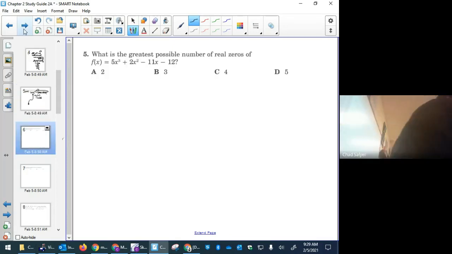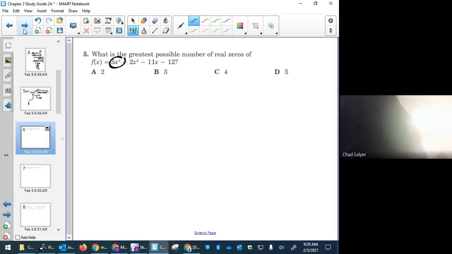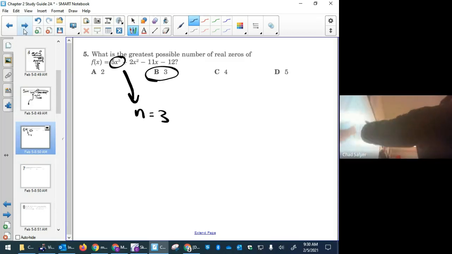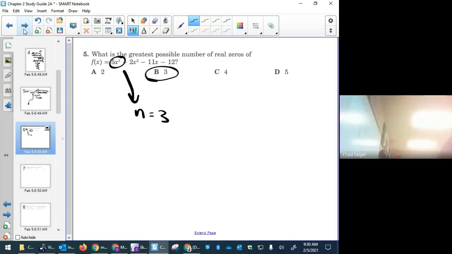All right, part 5 here says, what is the greatest possible number of real zeros of the following? Once again, it's in standard form, and I see that the degree is 3, so that means it has a maximum of 3 real zeros. It definitely has 3 complex zeros. Some might be imaginary though. So the maximum number of real zeros is the same as the degree. So the highest power of x tells us how many possible real zeros a function might have. You gotta stop me if you're confused.